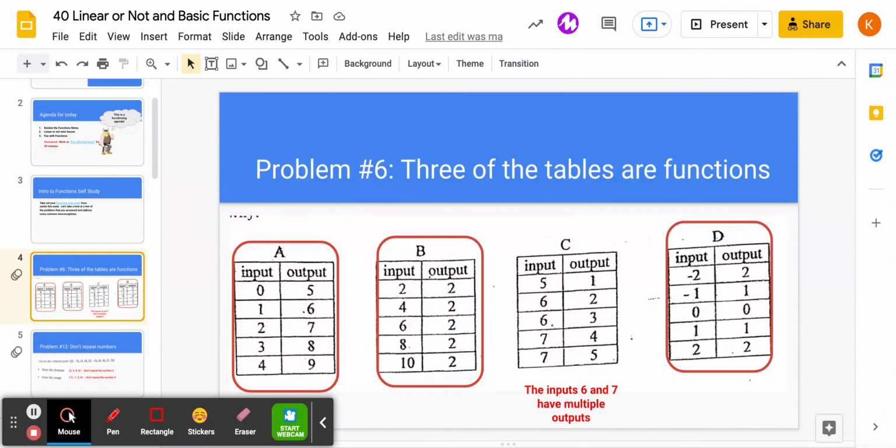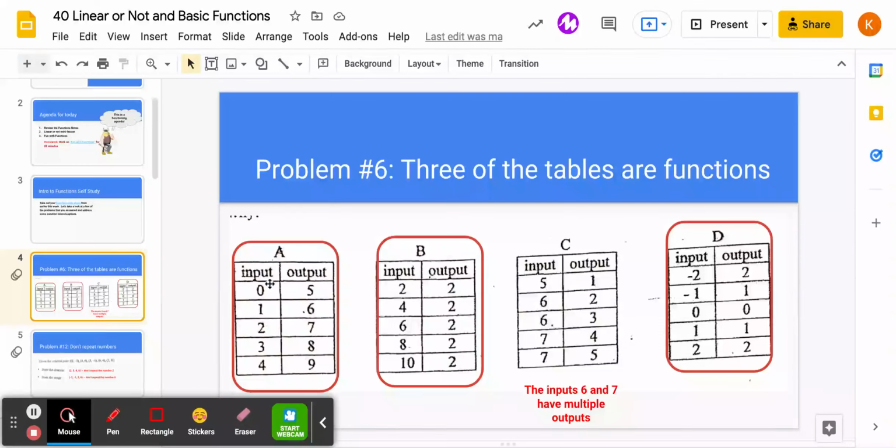So I'm just looking at the slides here, and the question's asking us which ones are functions. In this case, there were three of them. They are highlighted in red there already. But the one thing to really pay attention to when given a table or a chart, please make sure you look at the input values.